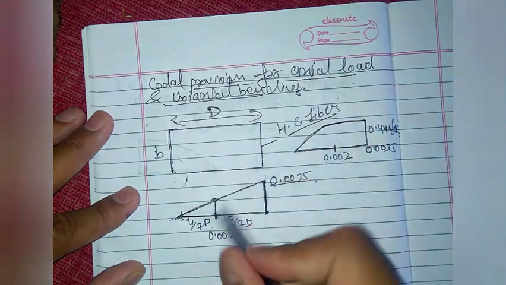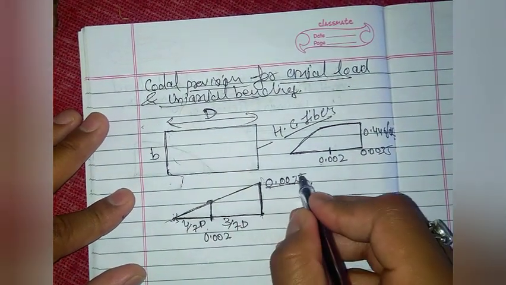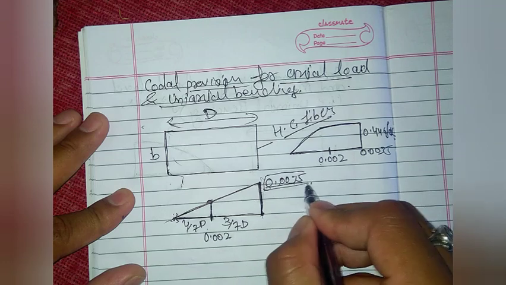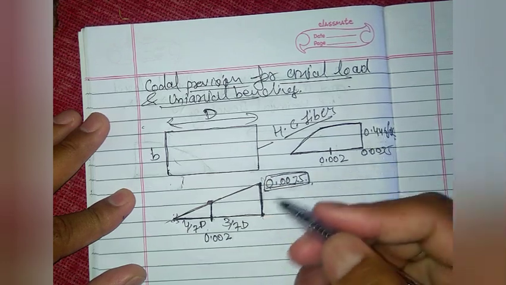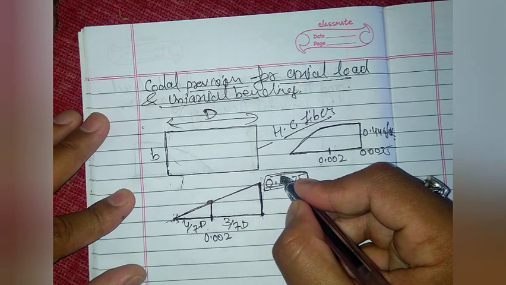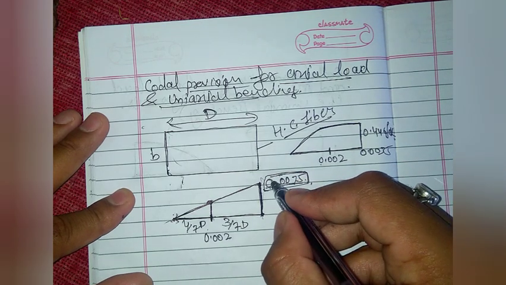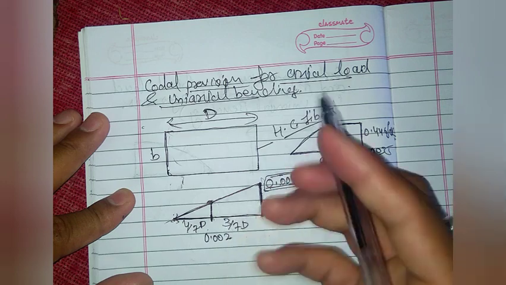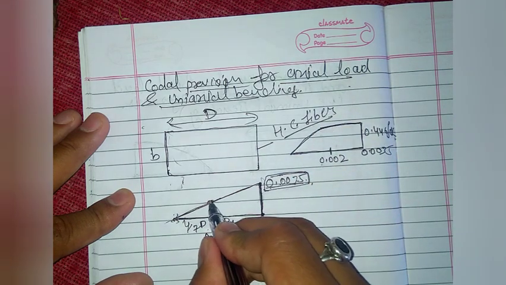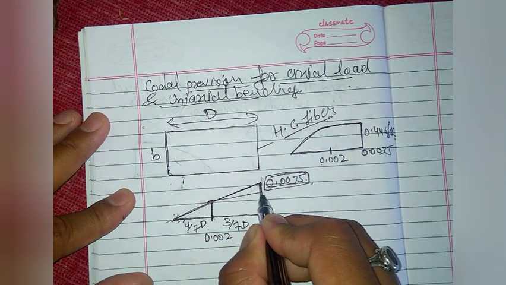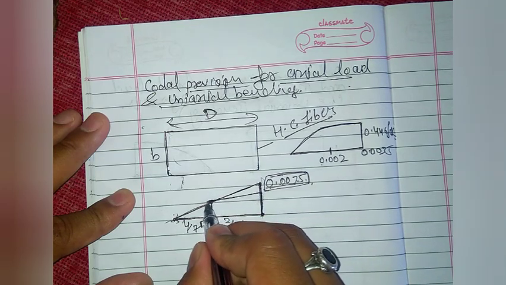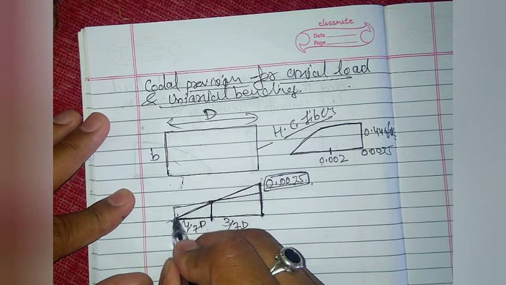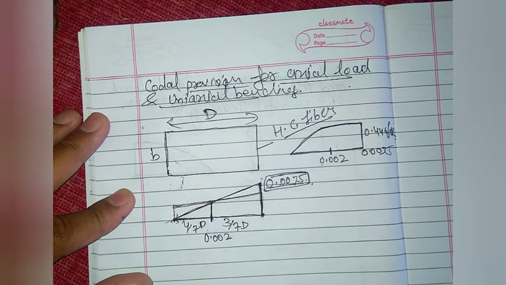But because the maximum allowable strain in the concrete section is 0.0035, we can't go beyond this strain in the concrete. So there is another case that we study, where it gets rotated about this point like this. This is the next value we are getting.